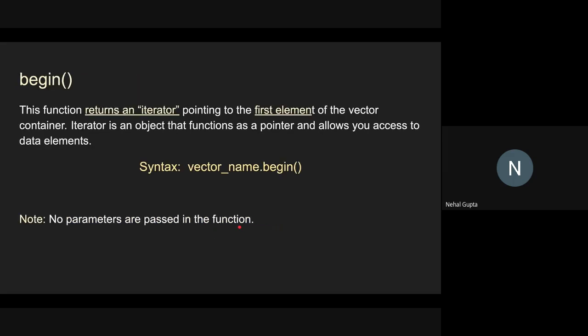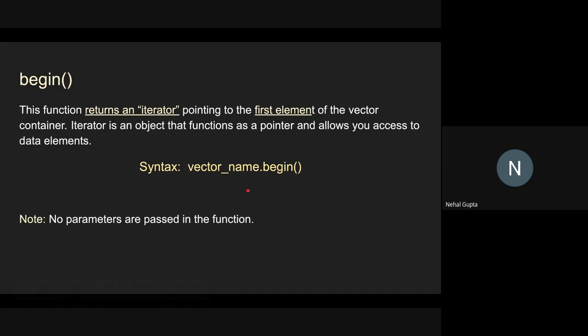So we will start with some of the basic functions of vectors. I will not cover each and every function in vectors. You can read the rest of them on Geeks for Geeks, but I will cover the most important ones. So first of all, we start with the begin function. Begin function is really important and it is very basic, because what it does is that it returns an iterator to the first element of the vector container.